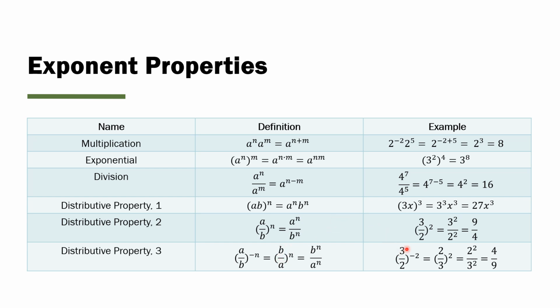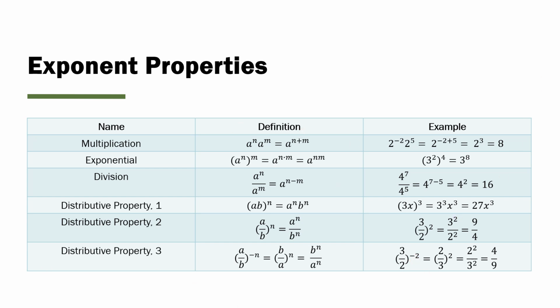So if I have 3 divided by 2 to the power of negative 2, that's equal to 2 divided by 3 raised to the power of 2, right? I negate the 2 and I flip my fraction, reciprocate it. So we get 2 squared divided by 3 squared to get 4 divided by 9. So notice this is the exact opposite of the last example, thanks to that negative sign.